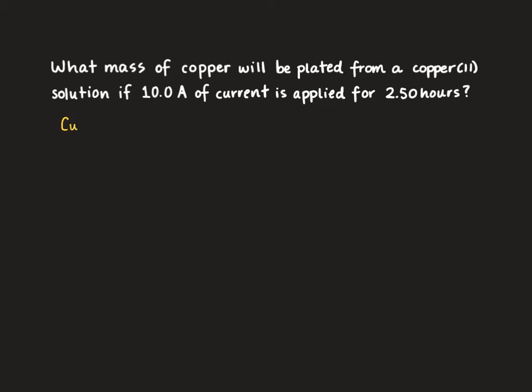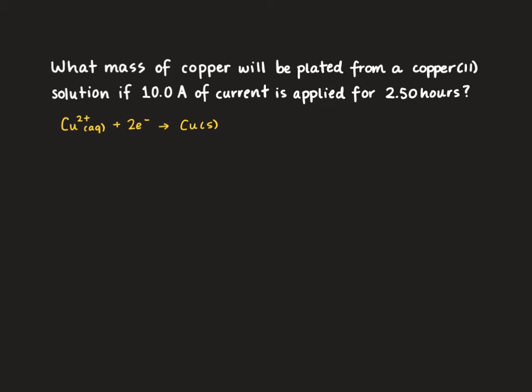Copper 2+, that's our copper 2 ion, is going to gain 2 electrons to form solid copper. So that means that we have a 2-to-1 mole ratio between our electrons and our copper. Now we're going to get started on the actual problem solving. Our first step is going to be to turn that current and the time into the charge.